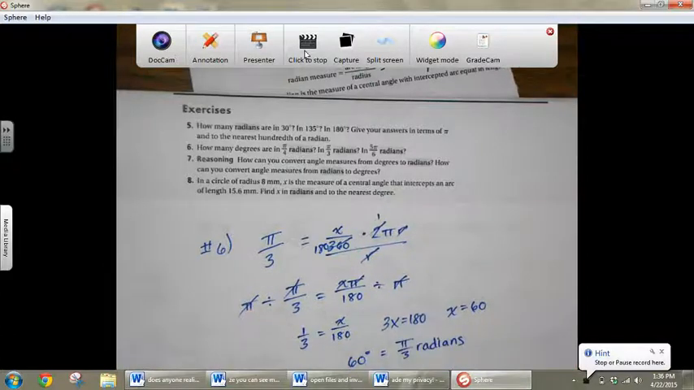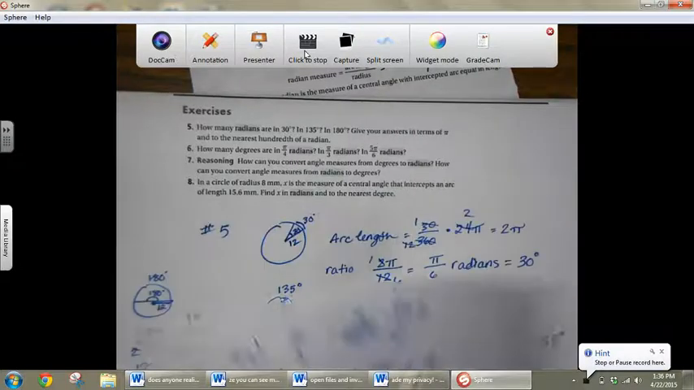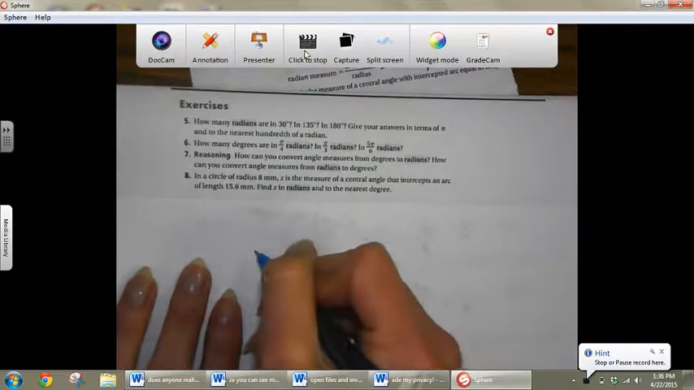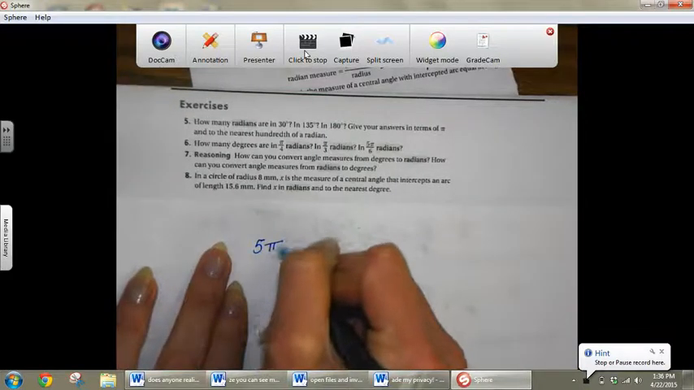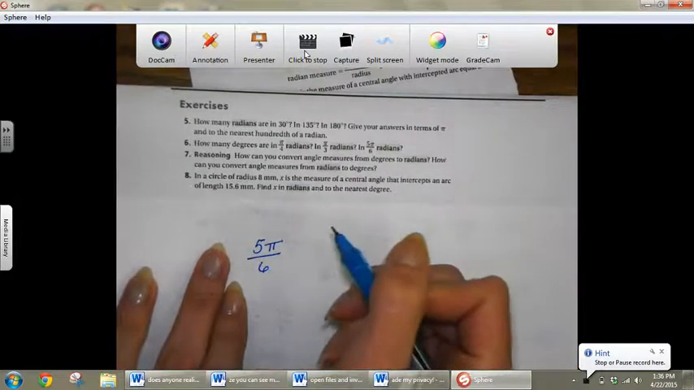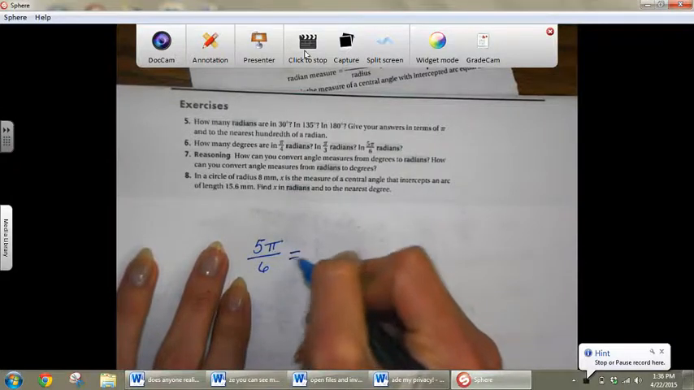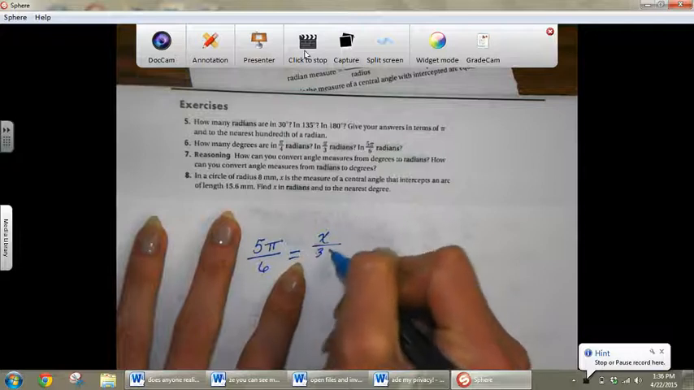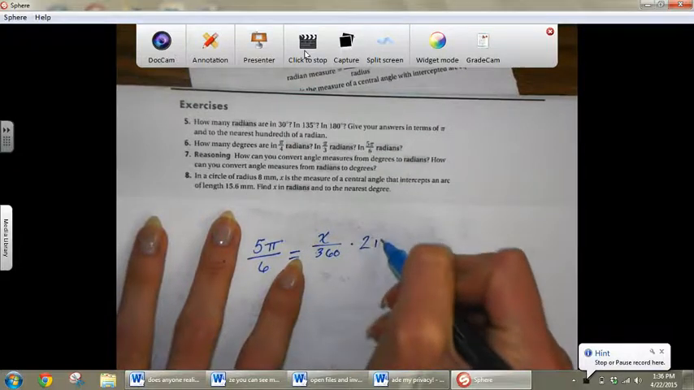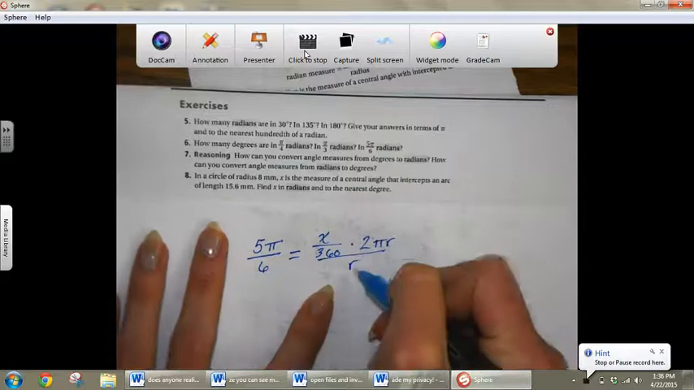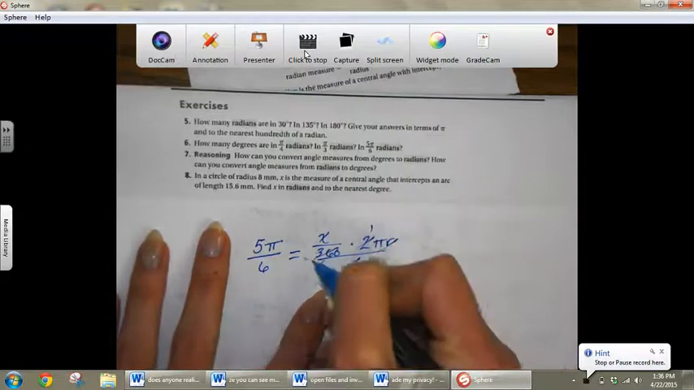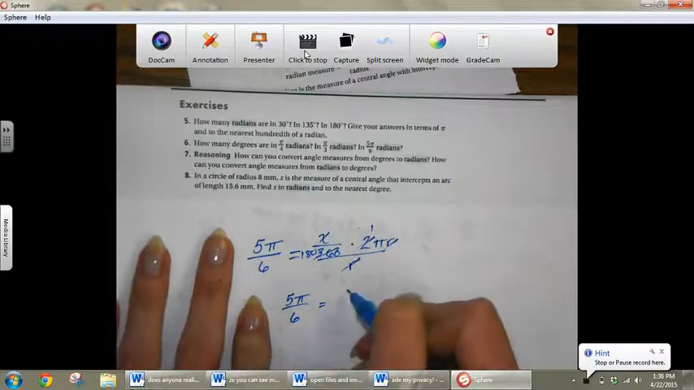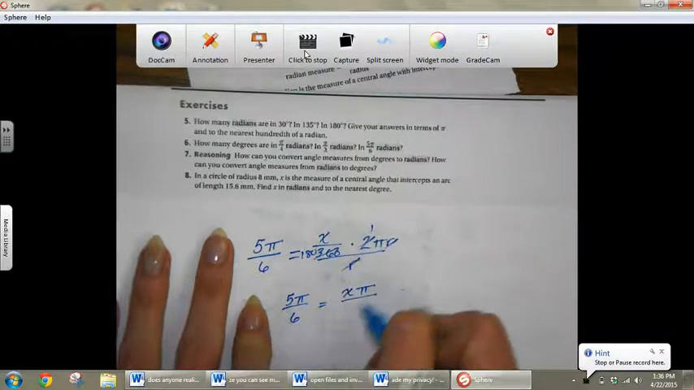And lastly, same number but different problem, 5 pi over 6. If I started with 5 pi over 6, I can go ahead and set that equal to the arc measure, which is what I'm trying to find, x, divided by 360, times 2 pi r over r. Those will cancel. This will become 180. I get 5 pi over 6 equals x pi over 180.